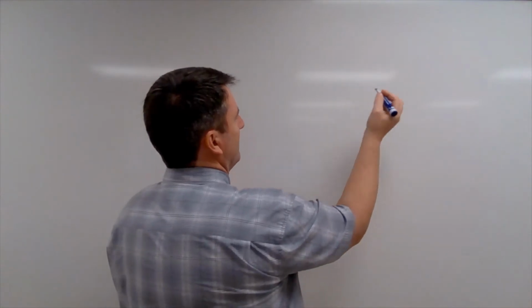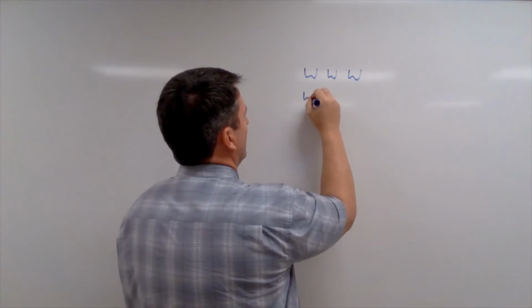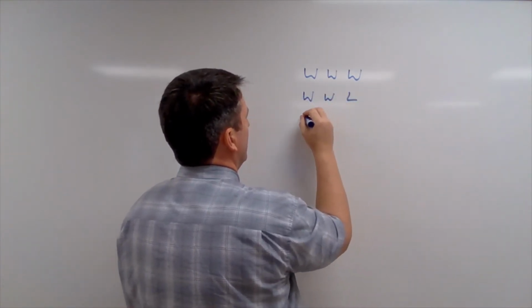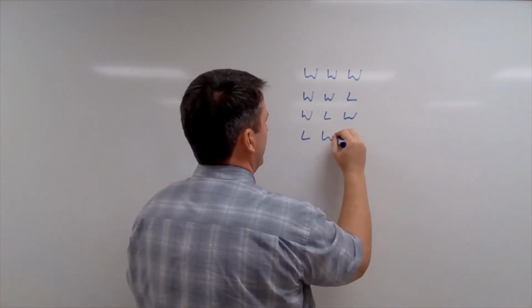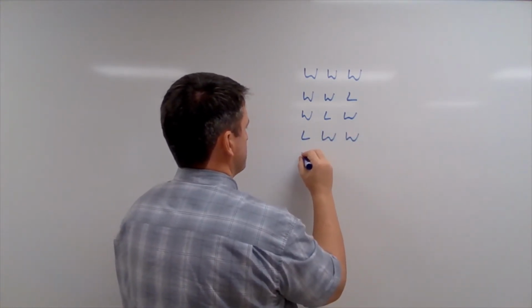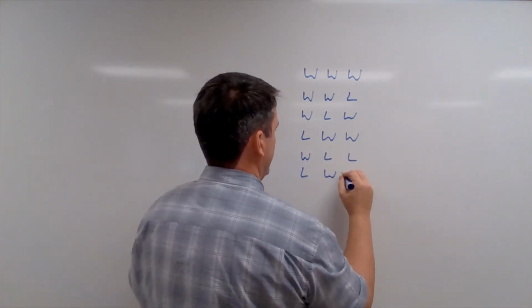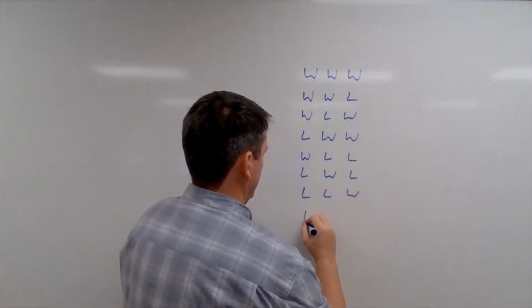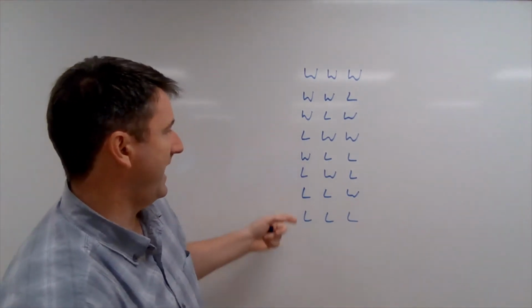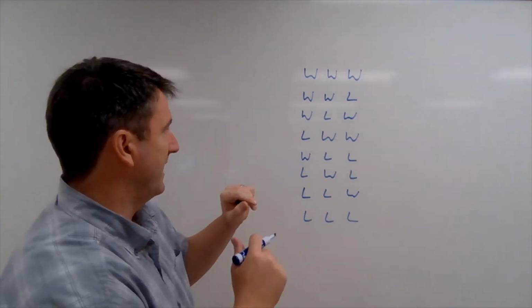Okay, so with that assumption, let's list out all the possible outcomes, and we did this in lesson 2.1. This is the example from lesson 2.1, and the possible outcomes are: win, win, win; win, win, lose; win, lose, win; lose, win, win; win, lose, lose; lose, win, lose; lose, lose, win; or lose, lose, lose. Those are the 8 possible outcomes of this 3-game series.